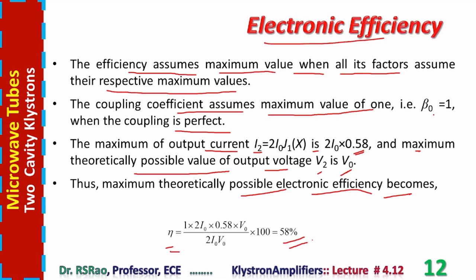In practice, it is not even 58. 58 is small because efficiency of 58% means 42% of the input is getting wasted. This is one aspect. Another aspect is that this is the theoretically possible maximum efficiency, but in practice it is not so. It cannot be even 50%. The reason is that only half of the electron beam is participating in the amplification process, so half of the energy input to the beam is going waste. Therefore, efficiency cannot be even 50%.